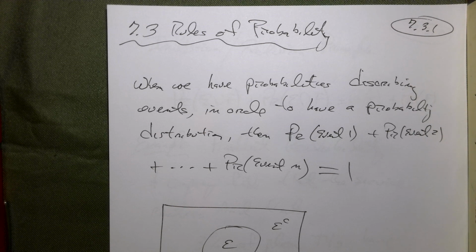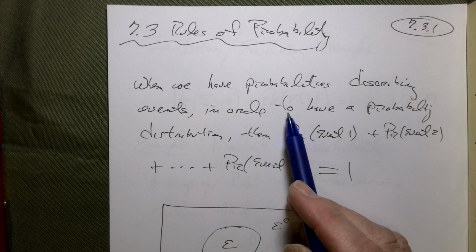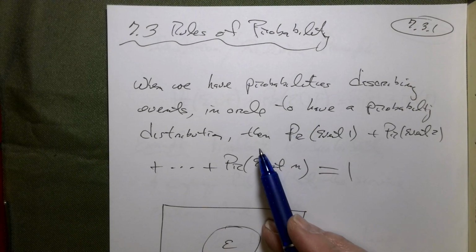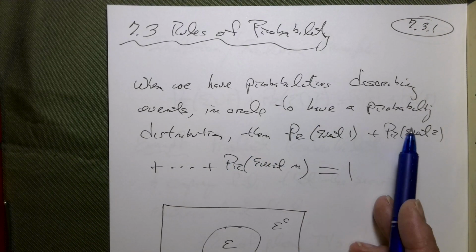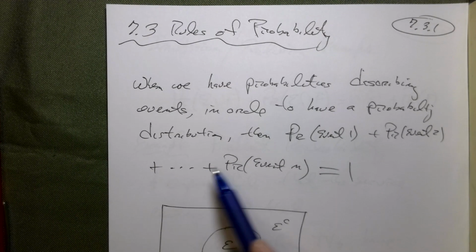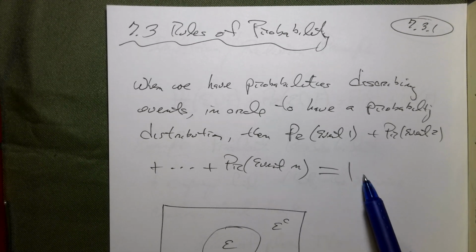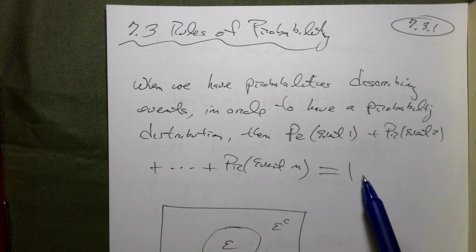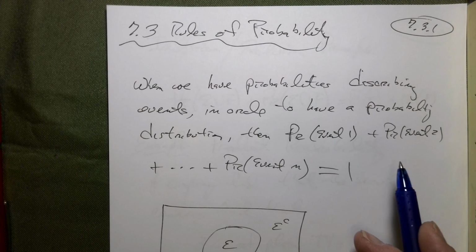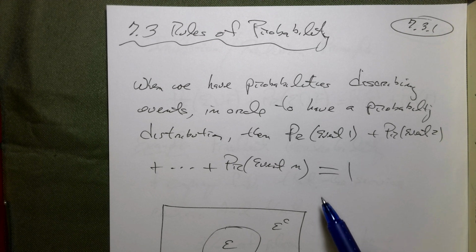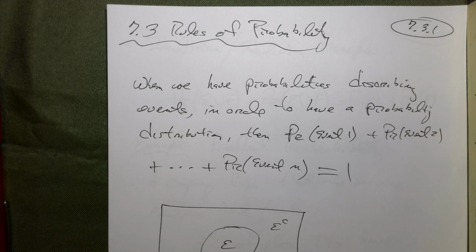Okay, for section 7.3, when we have probabilities describing some things, in order to have a valid probability distribution, when I add up each of the possibilities, the probability has to add up to be 1. Otherwise, somebody's cheating, right? So, for example, tossing a coin, there's a 50% chance of coming up heads, a 50% chance of tails, which means the probability of a head or a tail, 50% plus 50%, is 100%.